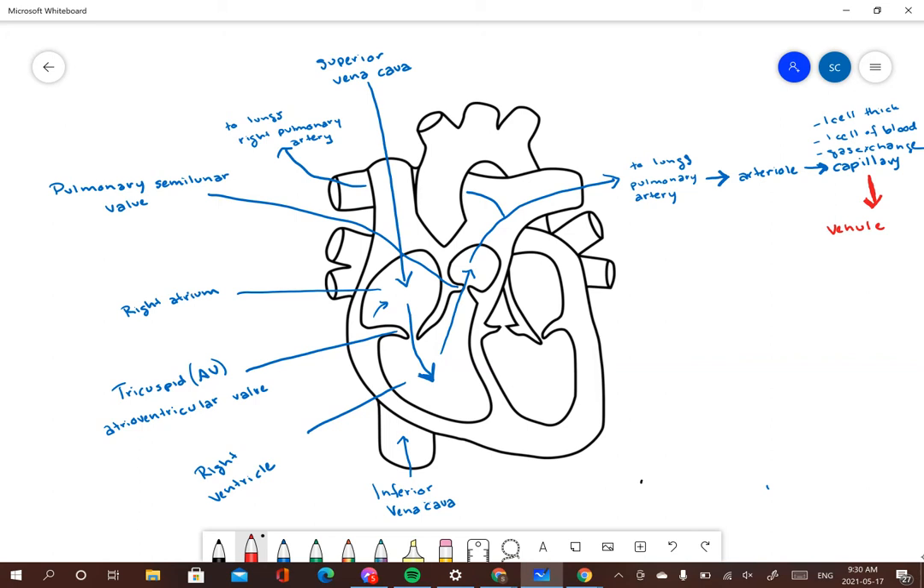From there, it's going to move into a vein. Specifically here, this is your left pulmonary slash systemic vein. And there are just two of them.